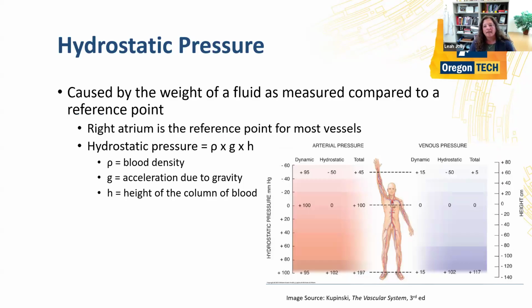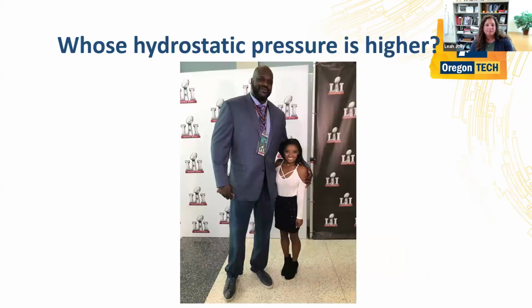Hydrostatic pressure has a great effect on our veins. So this is caused by the weight of a fluid as measured compared to a reference point. So we typically use the right atrium as the reference point, and then the blood density matters, gravity also matters. So hydrostatic pressure is different when we're lying down versus when we're standing. And then there's also the height of the column of blood. So the taller a person is, the greater their hydrostatic pressure will be, just because there's more volume of blood in that height of the column and greater distance for it to travel from the right atrium.